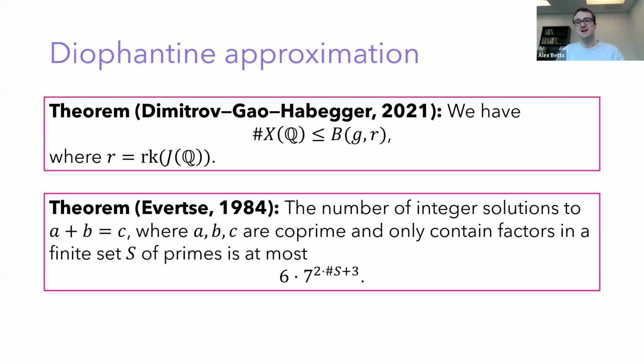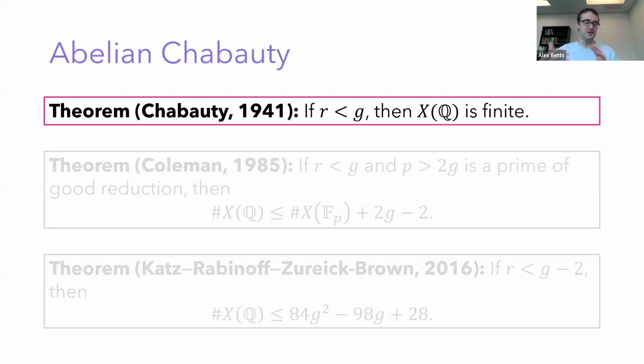So the results I'm going to be talking about today don't actually prove quite as strong theorems as you can prove using Diophantine approximation, but they come from an entirely separate place, namely non-abelian Chabauty. So this is again a chain of ideas which begins quite a while ago with Chabauty's proof of some cases of the Mordell conjecture. Back in 1941, Chabauty proved that if the Mordell-Weil rank of the Jacobian is strictly less than the genus, then you have finitely many rational points.